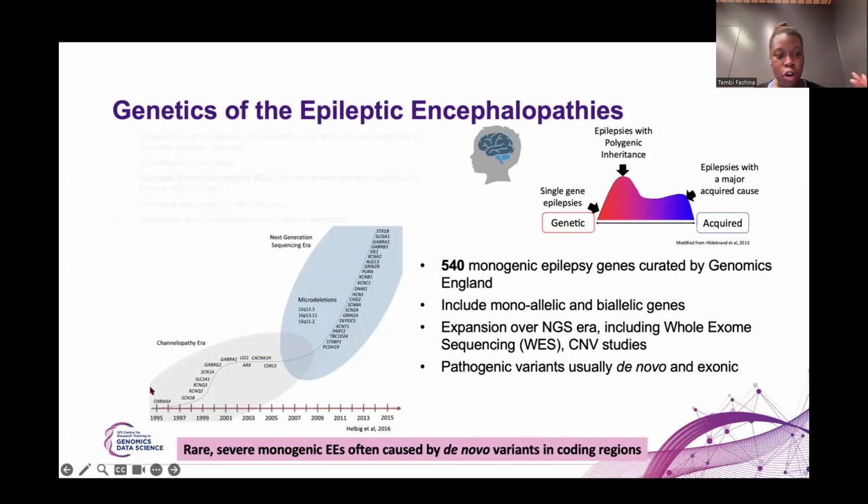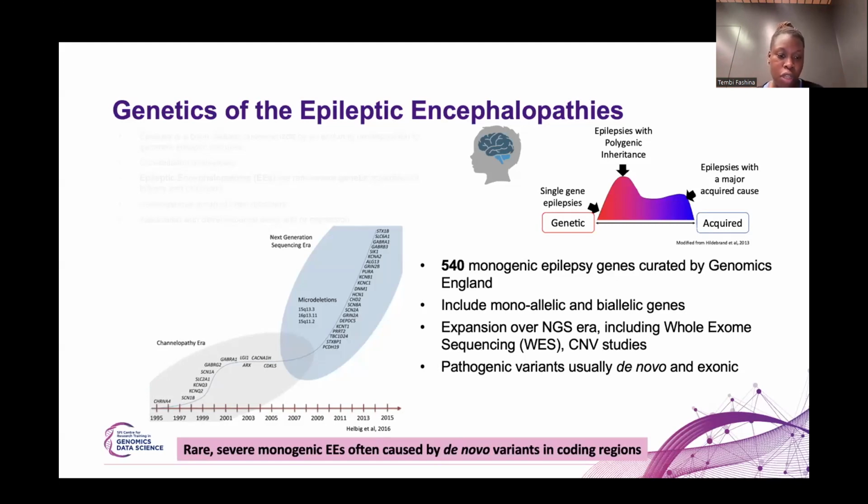And that number has come about due to an expansion in the number of epilepsy genes over the next generation sequencing era. So if you look at the chart on your left-hand side, you can see that exponential growth in the number of genes associated with the epilepsies. And that 540 includes monoallelic and biallelic genes. Now, often the pathogenic variants within these genes are de novo and exonic. So they're de novo, they're not usually seen in either parent, and they're exonic, they're usually found within the coding regions of the genome.